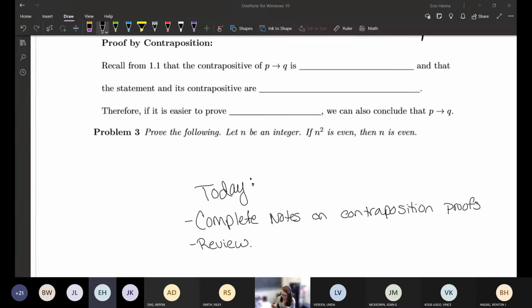All right. So it says right here, we're going to complete a little bit more notes. We're not going to finish this section. I am perfectly fine with leaving off the last type of proof until after the exam, but I do want to go over proof by contraposition. And then after that, we'll have plenty of, well, hopefully, plenty of time to review and answer questions.